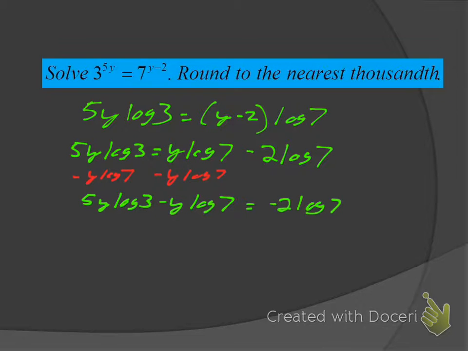Factor out a y. You see how these are two separate terms because they're divided by subtraction? So there's two terms. See how each term has a y in there? So each term has a GCF of y, which leaves you with 5 log 3 minus log 7 equals negative 2 log 7.